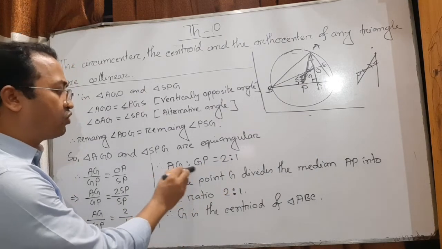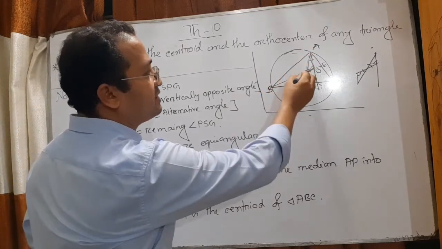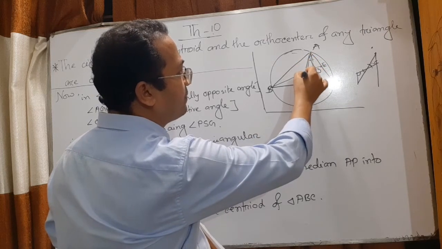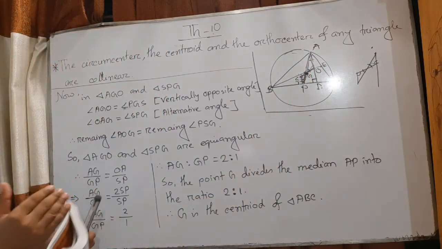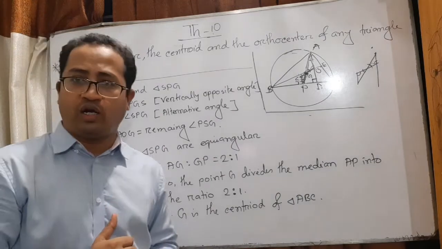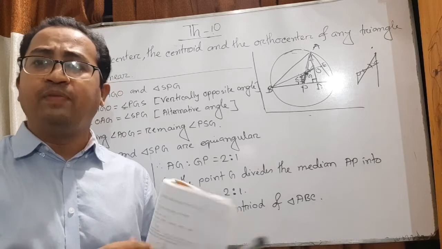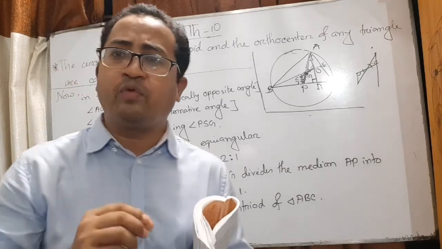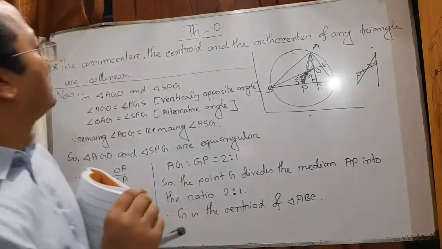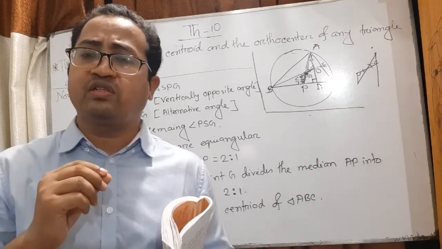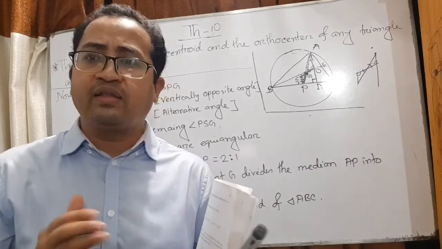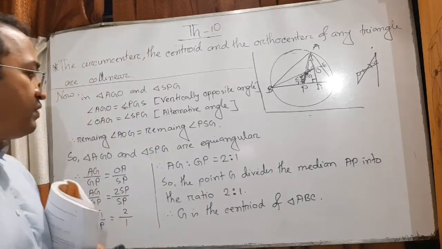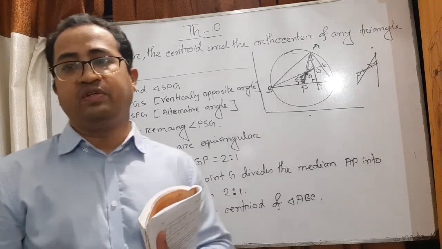So the point G, look, AG and GP, G is the point over there. G divides the median AP in the ratio 2 is to 1. If any point divides the median in the ratio 2 is to 1, that point is the centroid, because the property of the centroid is that it divides every median in the ratio 2 is to 1. So it's proved that G is the centroid of the triangle ABC.